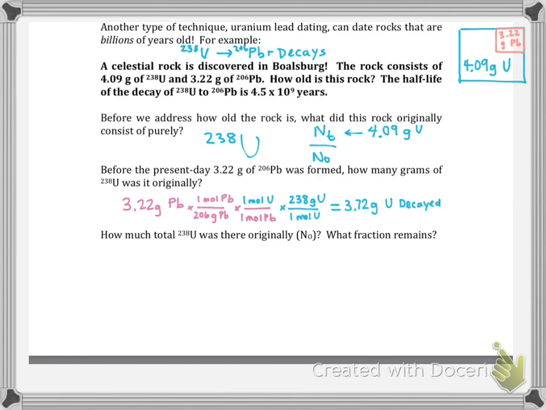And so now I can use that number to figure out how much I initially started with, because I know that I have the 4.09 grams left, and that I lost 3.72 grams. So I must have started with that total, had 7.81 grams of uranium to begin with.